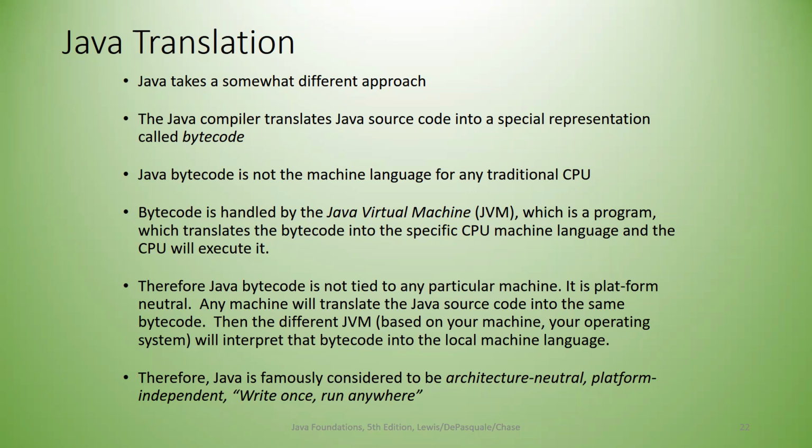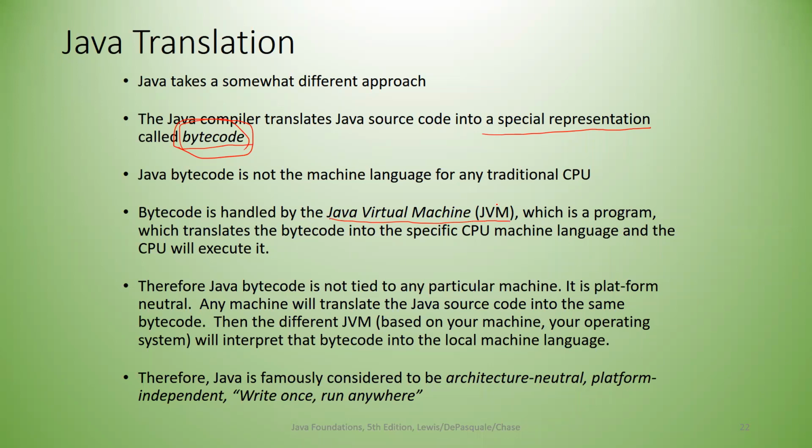In Java, though, it's different. So the Java compiler translates Java source code not directly into machine language, but into a special representation called bytecode. Okay, so that's the keyword, bytecode. And Java bytecode is not the machine language. That's the difference, right? It's not a machine language for any traditional machine. It's a specific language that is handled by the Java virtual machine.